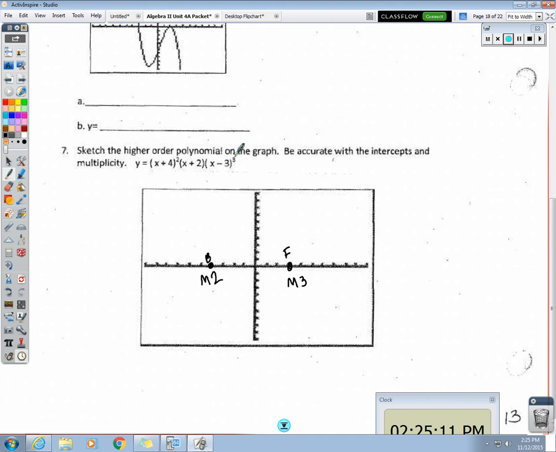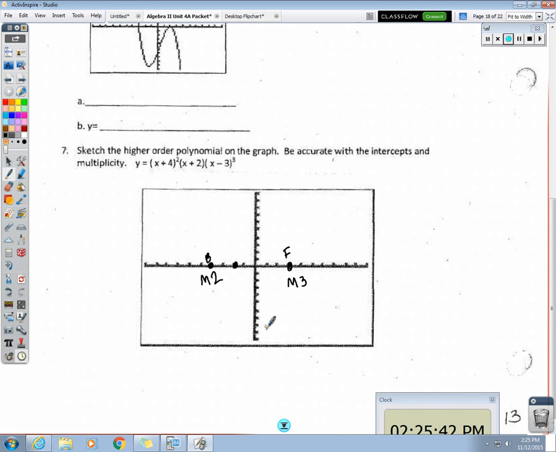Anytime you have a multiple, what this means is that there's 2 x plus 4s, 1 x plus 2, and 3 x minus 3s. And when you have 3 of a factor, it's going to flatten out there. When you have 2, it's going to bounce. When you have 1, it'll just cross right through it. Okay, so where does it cross right through? At negative 2. Okay, so now we have the zeros. We have where it's going to have x-intercepts.